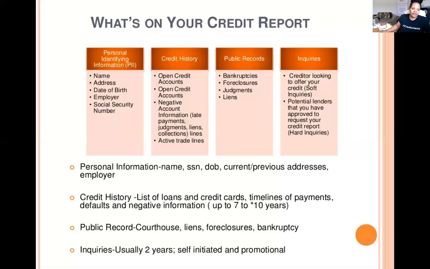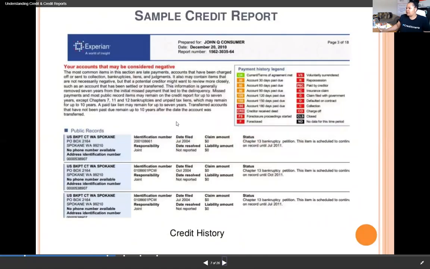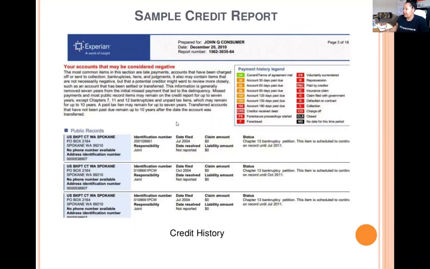It's not uncommon to have inaccurate information, right? It could be a misspelling. It could be an incorrect number on your address. There are so many different intricacies that could constitute an inaccurate item. All right, so here's a copy of a sample credit report from Experian, right?